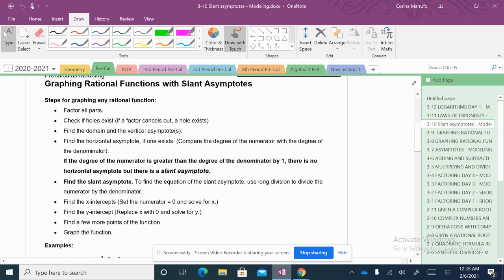Alright, so next we're still covering rational functions. We're still graphing them, but now we're going to do slant asymptotes. Okay, so just a little refresher on the steps.